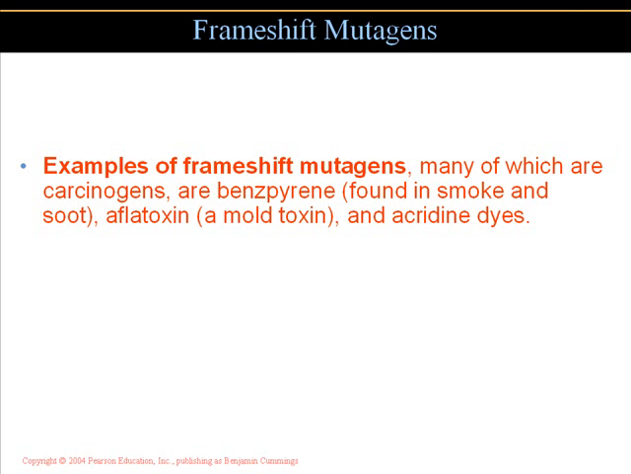Frame shift mutagens, examples include carcinogens, benzpyrene, which is found in smoke and/or soot.